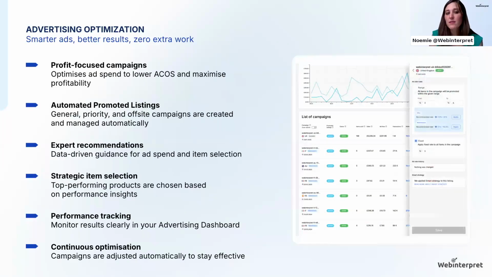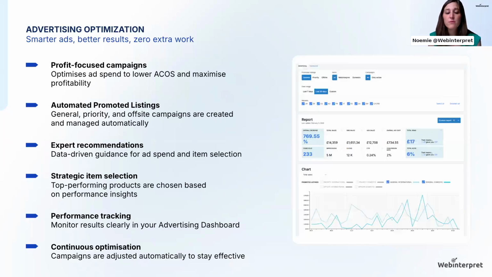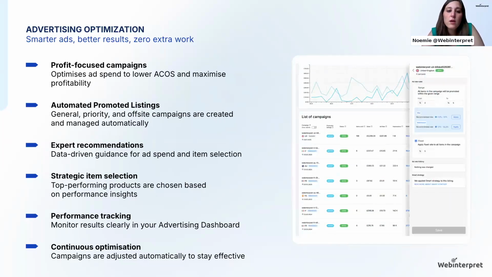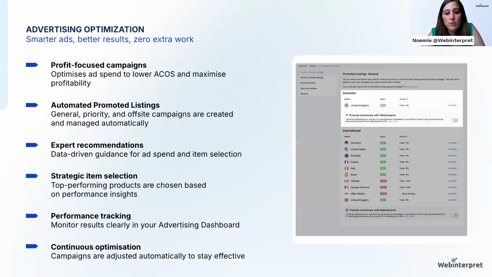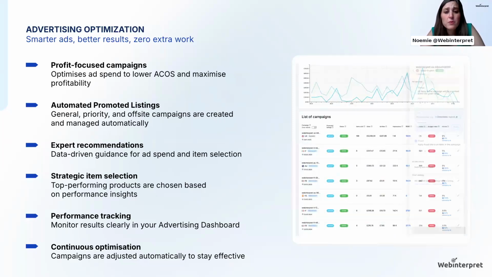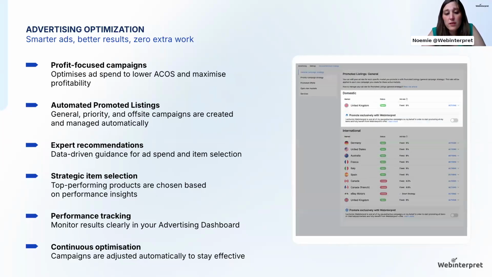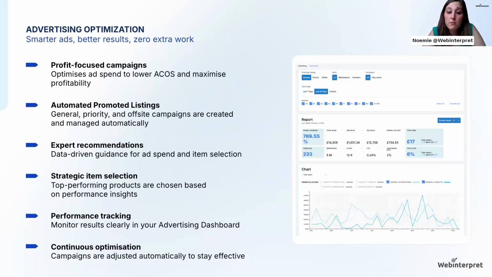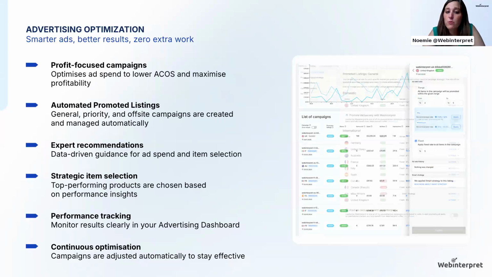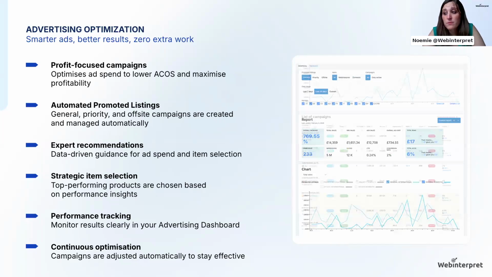So as Brandon was saying, advertising optimization is also part of our growth plan. And this is one of the key services that we can advise you to use. Basically, our system is optimizing ad spend to lower the ACOS and maximize profitability, not just impressions. Also with our system, you can create automatically and manage automatically the different promoted listing services available. So general, priority, and offsite. And you don't have to configure each one manually.